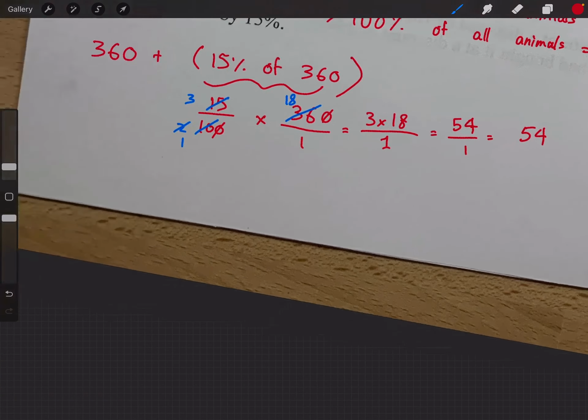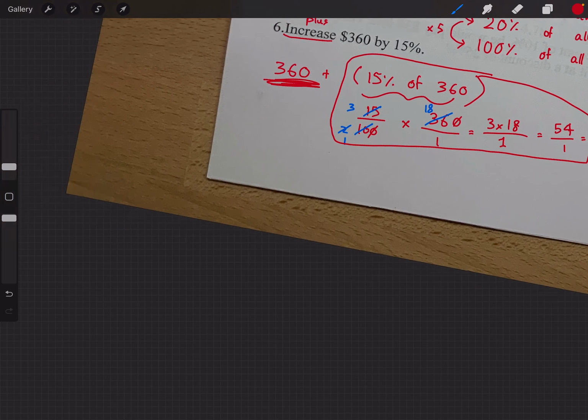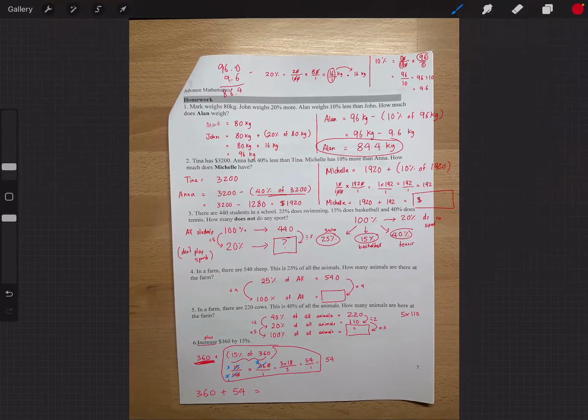So now let's look at the question. We got 360 plus 15% of 360, which is equal to 54 there. So really the question is 360 increased by 54. And you can work it out yourself. Okay, next page.